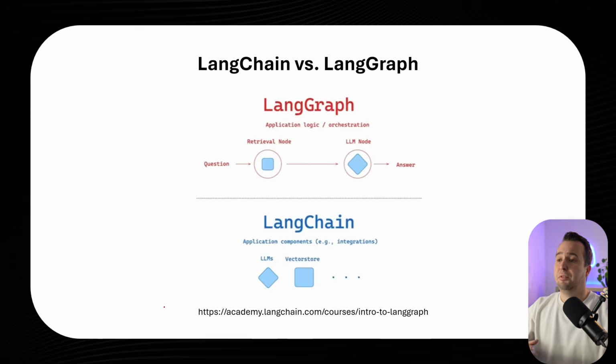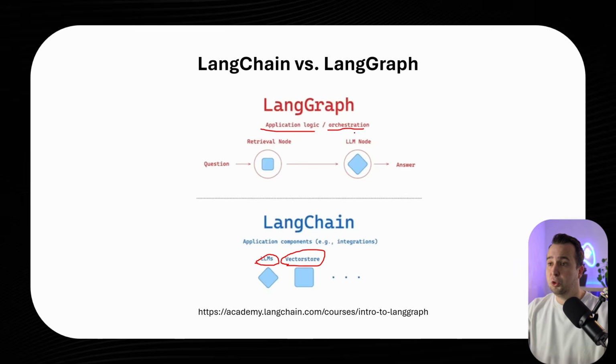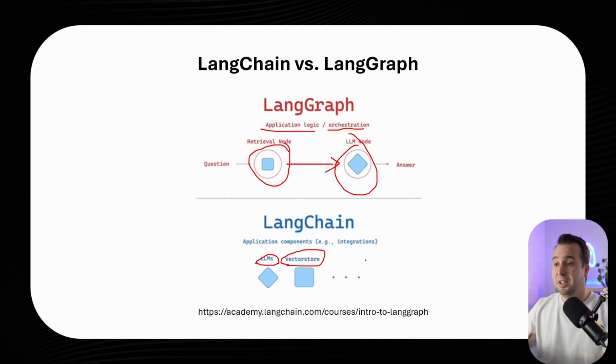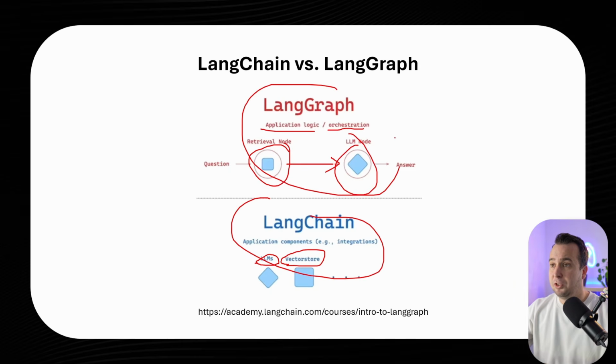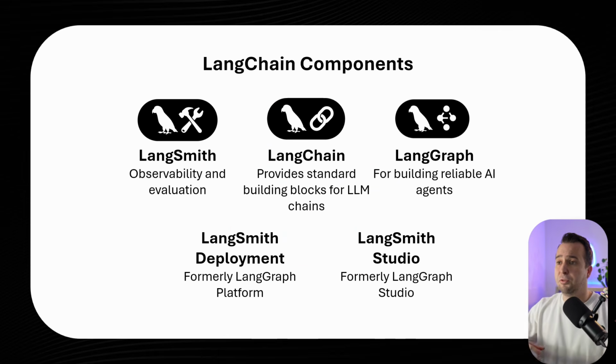Okay, so what is the big difference between LangChain and LangGraph? Because in most cases you will use them together. LangChain is basically providing all the components, the large language models, the vector stores, the retrievers, etc. And LangGraph is basically providing the application logic, the orchestration. So LangGraph is making sure that you have all these different nodes and that you have a mechanism to transition from one node to the other node. So again, in most cases you will use them together because you need the components from LangChain and the application logic from LangGraph. Okay, so before we dive into the Python code, let's take one more look at the ecosystem.